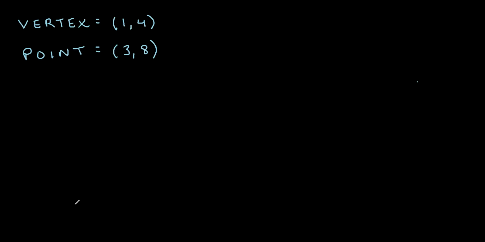In this video, we'll talk about how to find the equation of a parabola given a vertex and a point. So I have a couple examples for us to work through here. Let's check out the first one. Let's say that we're told some parabola has a vertex with coordinates (1, 4), and the parabola goes through the point (3, 8). How can we find the equation of this parabola?